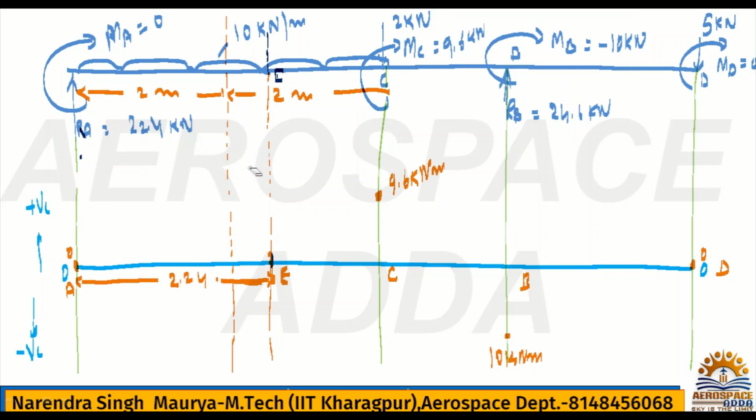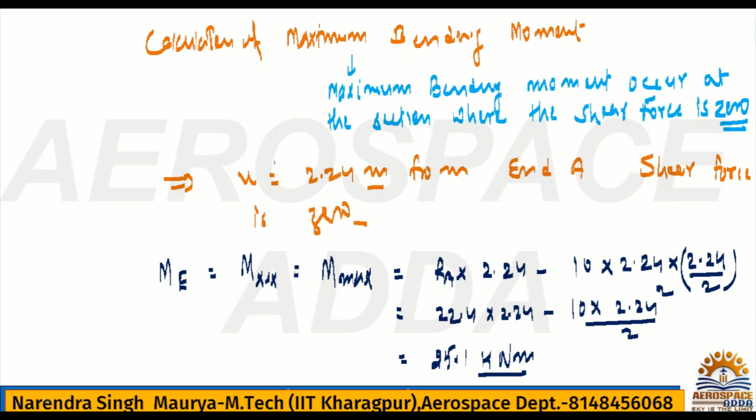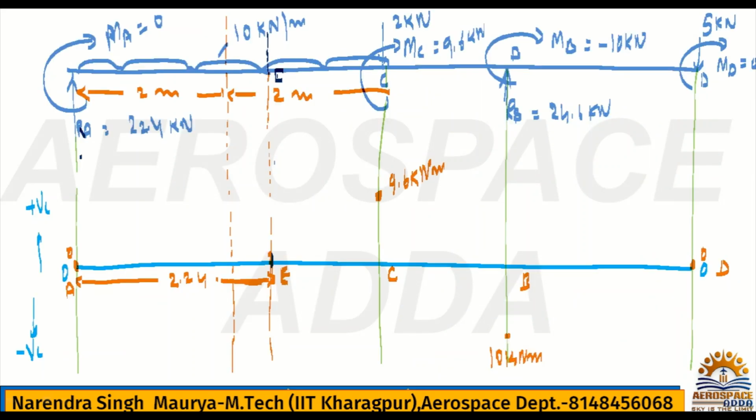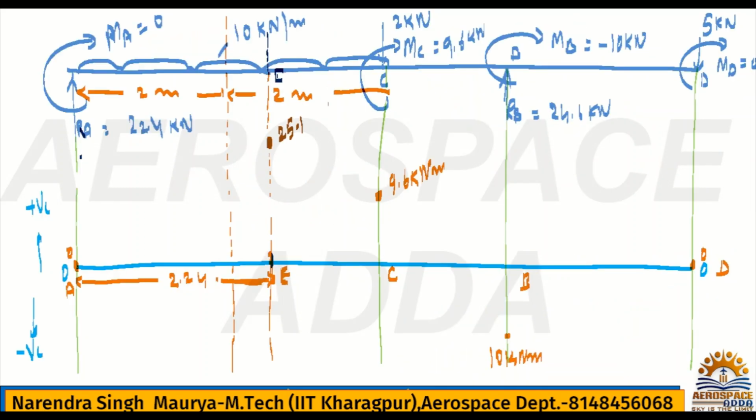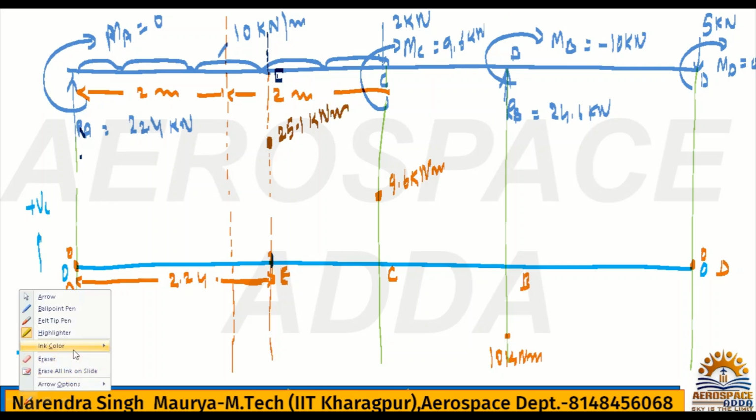Now we have to draw the bending moment diagram. At point E, you get the maximum moment, and that is 25.1 kilonewton meter. So 25.1 kilonewton meter exists here at point E. Now we are going to draw the SFD diagram. So how will it be?